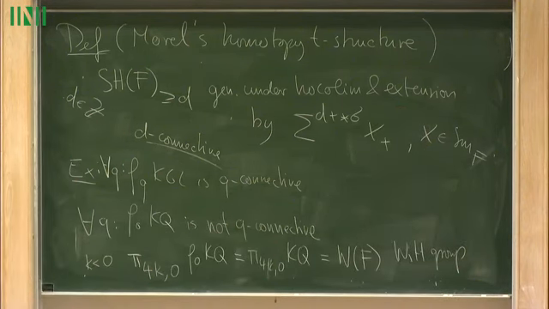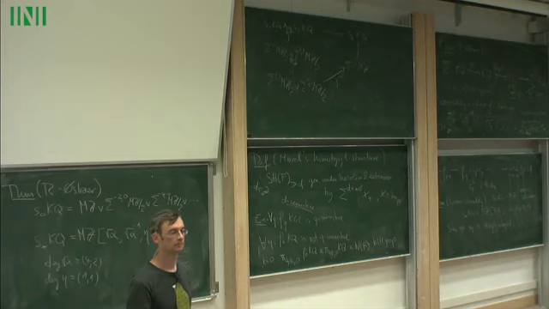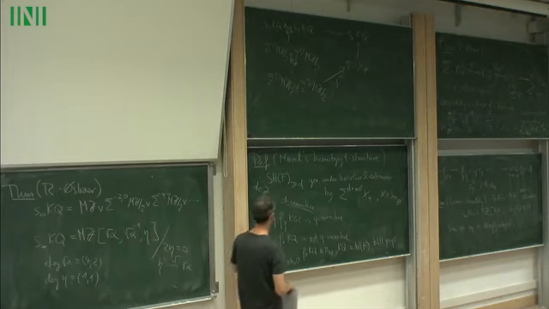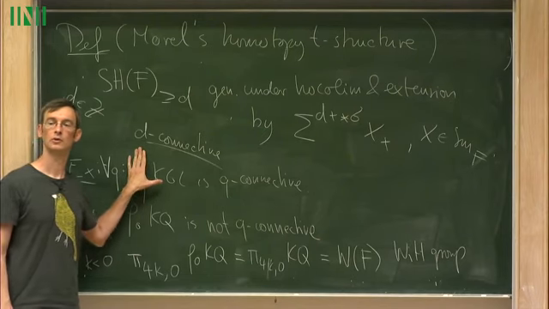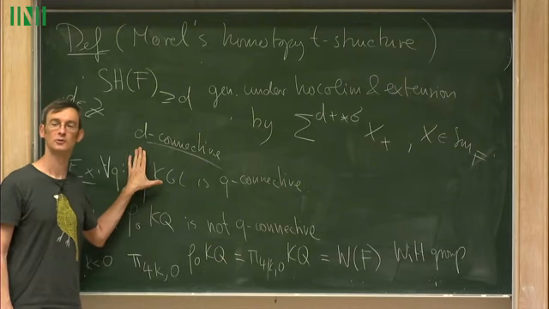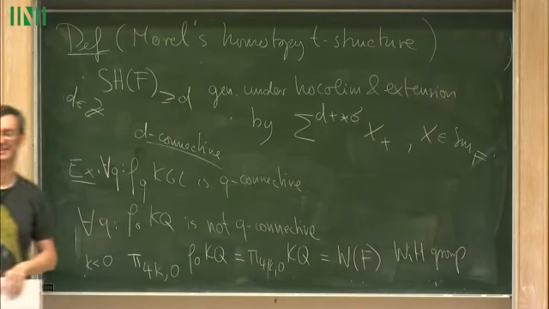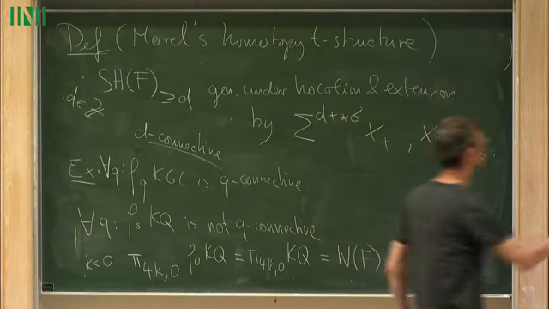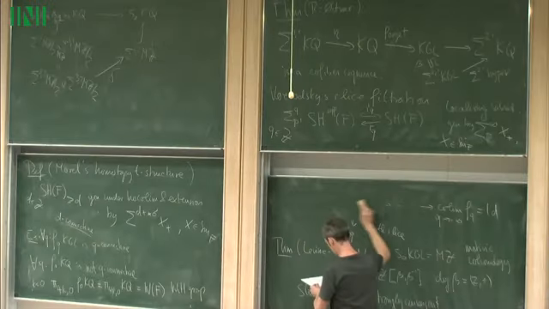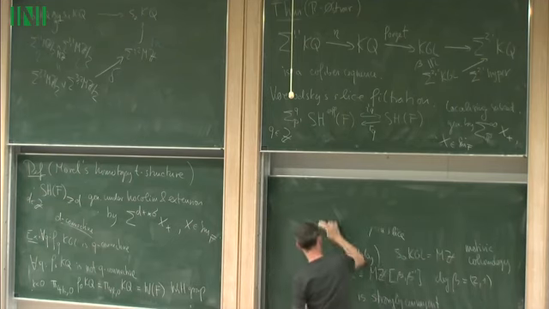Pardon? KQ wasn't q-connective to begin with. Yeah, but I mean, KGL isn't q-connective as well. Or would you not agree? Okay. Yeah. Let's see. Oh, I am too slow.